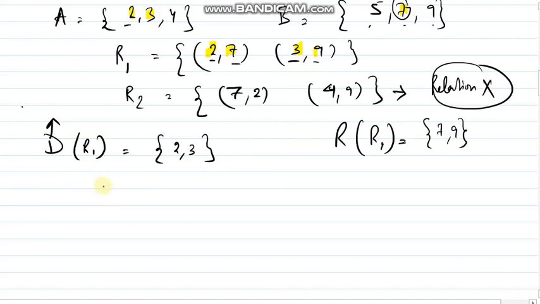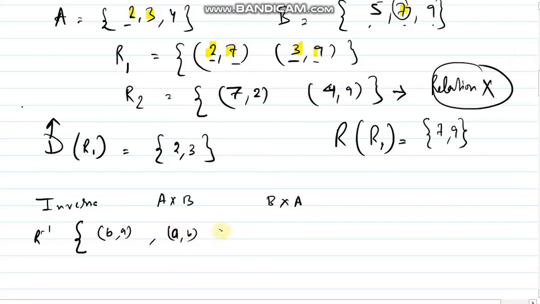Now what is going to happen for the inverse relation? Simple: like we used to find A cross B and B cross A, the same thing is going to happen. Suppose you have one relation R, where (A, B) or (X, Y) belongs to it. So R inverse will be (B, A), where (A, B) belongs to R, the first relation.